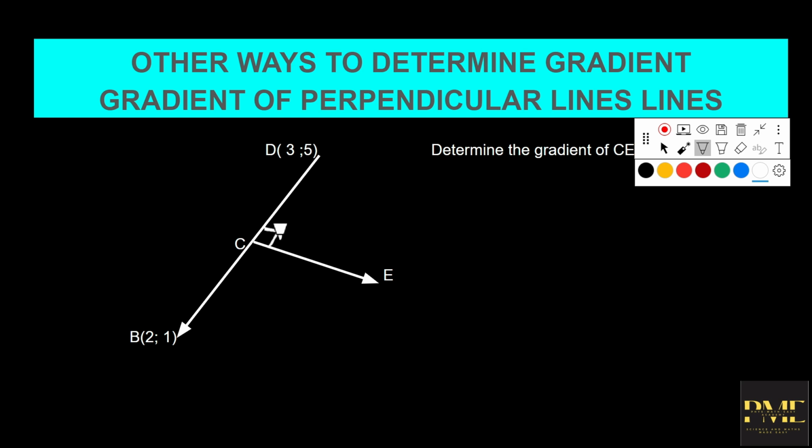Okay, so when we start calculating, the first thing we're going to need is at least a gradient of line DB or CE.